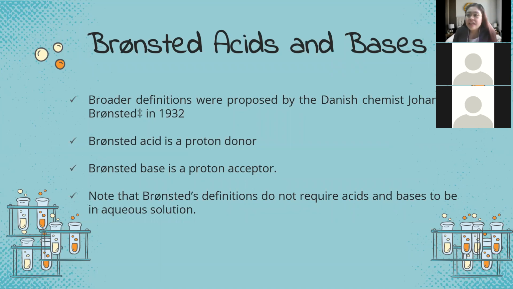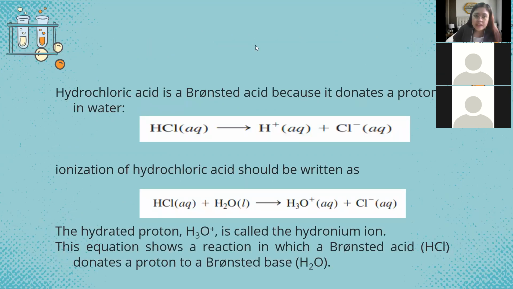And unlike kay Arrhenius, si Arrhenius kasi kailangan nasa water, di ba? Kailangan in aqueous solution si acids and base para makita natin na nagbigay talaga siya ng hydrogen or nag-give off talaga siya ng hydroxide. This time for Bronsted, it is not necessary for the acids and the bases to be in aqueous solution. Ang tandaan lang natin, pag proton donor siya, acid. Pag proton acceptor, it's a base.